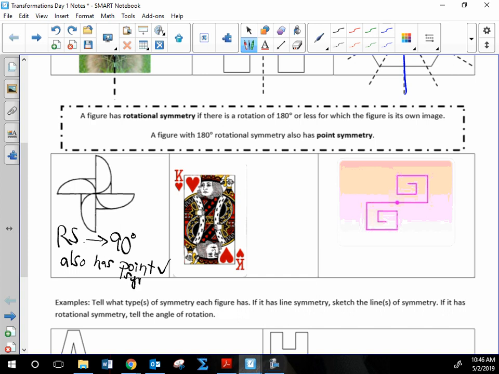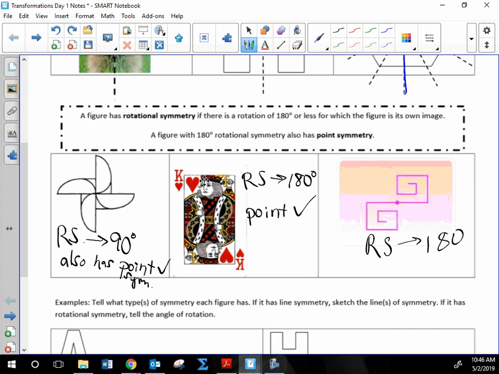Alright, so our king of hearts here. Can I rotate him 180 degrees or less and get back the same thing? Yes. So he has rotational symmetry. What degree does it take? It takes 180 degrees to get him back. So does he have point symmetry? Yes. If he has 180 degrees rotational, he automatically has point. Alright, how about our hypnosis over here? Rotational? Yes. How much for rotational?